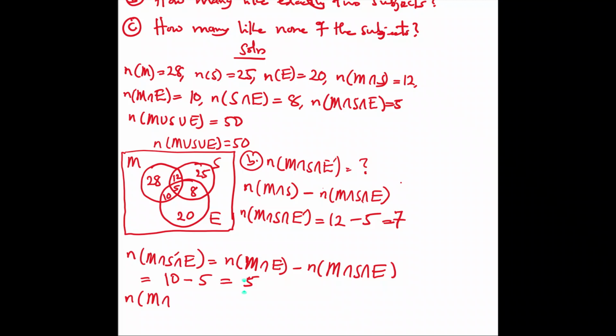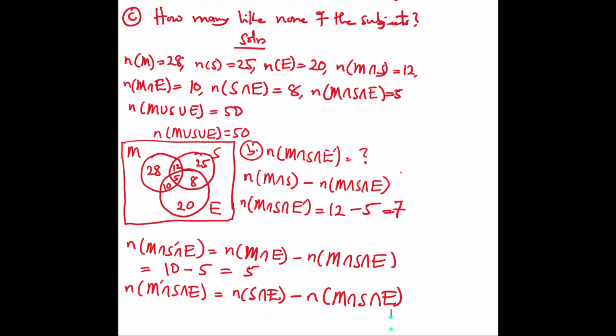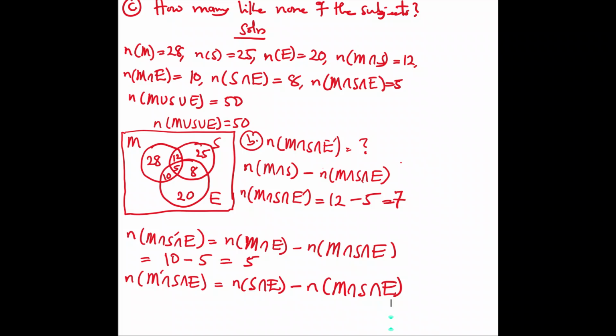So for number of students that like only science and English, my bad, that will be number of students who like science and English minus number of students who like maths, science and English. So this is the formula you always use whenever you are given 3 sets, and you have to find the number of students who like just two parts of the set only.